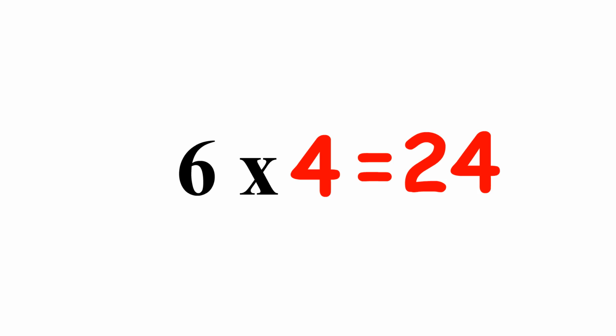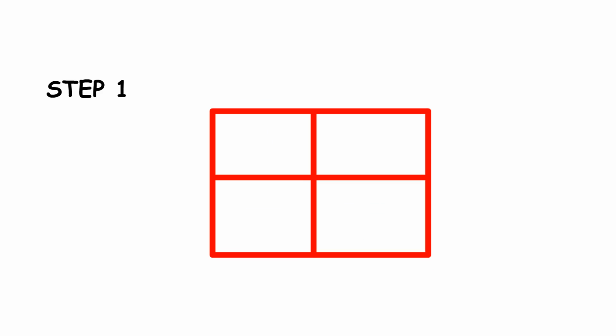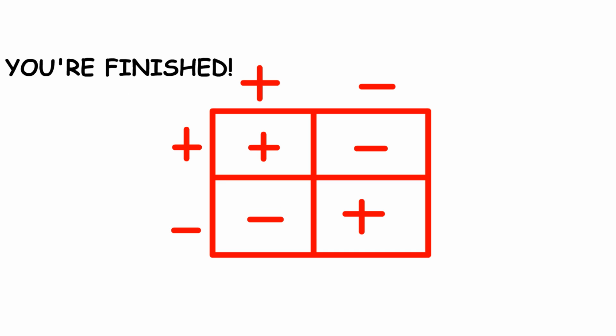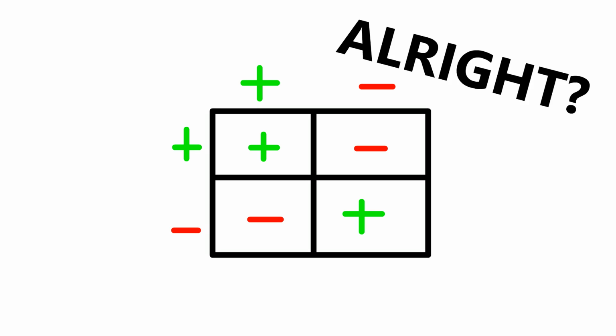Now you're going to want to convert it. Here's a good way to know. You're going to make a little chart, which looks like this. You make it into 4 parts, and you make a little pattern like this on it, with positive and negative symbols, like this. So you can see, over here we have the positive numbers, and here we have the negative numbers, alright?